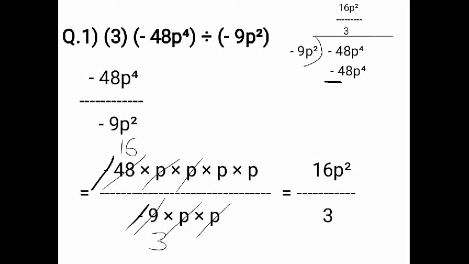Okay. Now next step you have to put the opposite sign, plus if minus is there. Like this way. Okay. Plus into minus is minus. So you have to subtract 48p raised to 4 minus 48p raised to 4. How much is the answer? 0. If remainder is 0, you have to do cancellation.